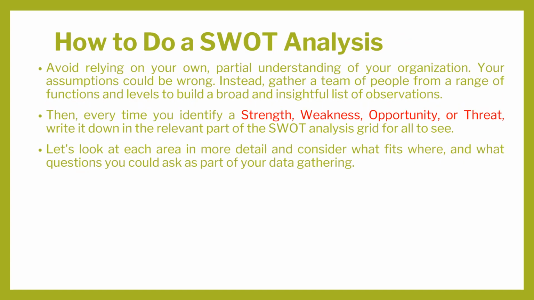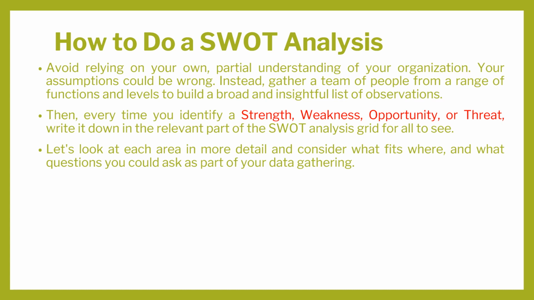How to do a SWOT analysis. Avoid relying on your own partial understanding of your organization. Your assumptions could be wrong. Instead, gather a team of people from a range of functions and levels to build a broad and insightful list of observations. Then, every time you identify a strength, weakness, opportunity, or threat, write it down in the relevant part of the SWOT analysis grid for all to see.